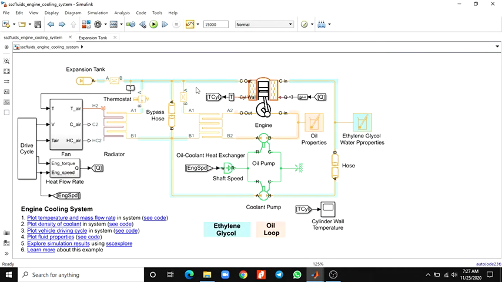In this way, by using the Simscape Fluids thermal liquid toolbox, you can design an engine cooling system with an oil cooling circuit, with the Simscape Results Explorer. This example is more useful for designing oil cooling engine systems. Thank you.